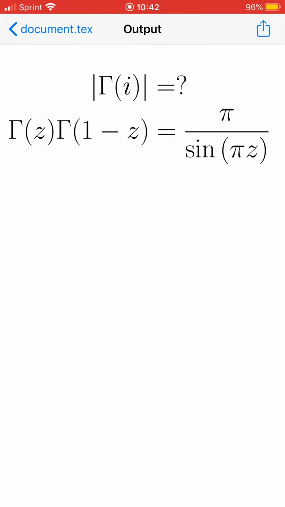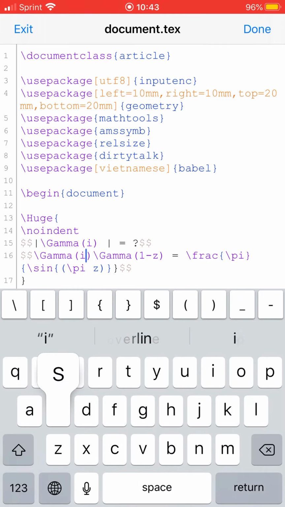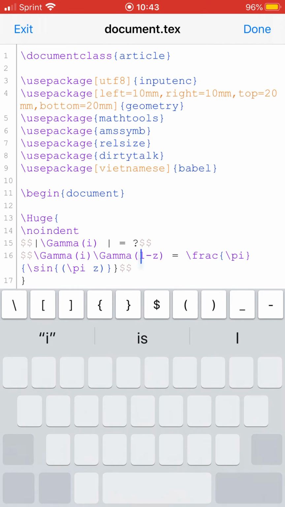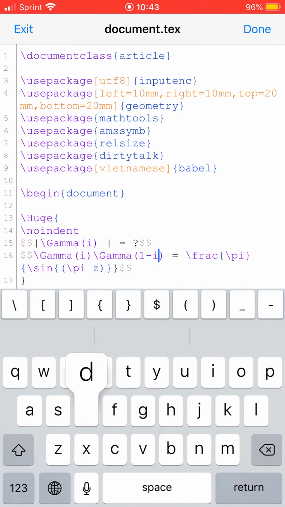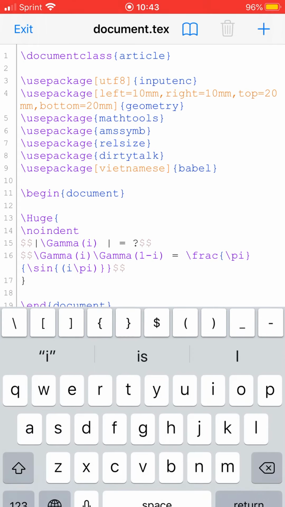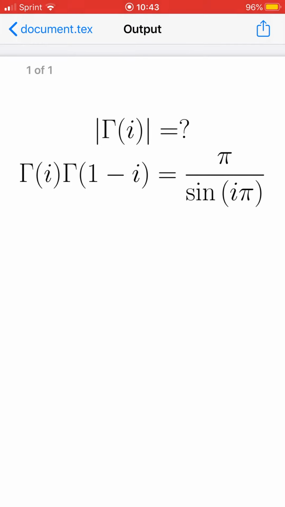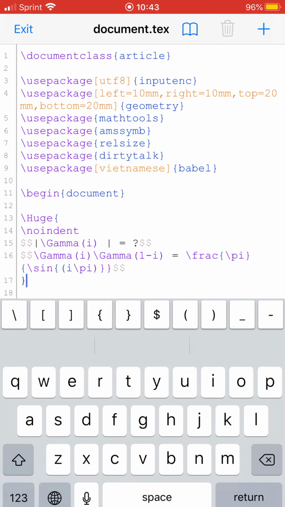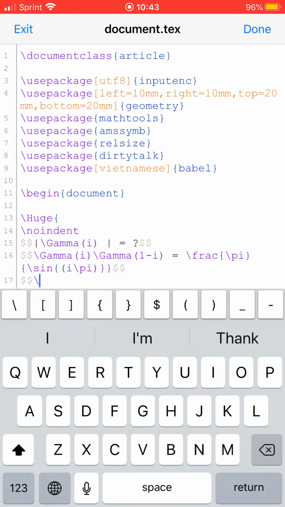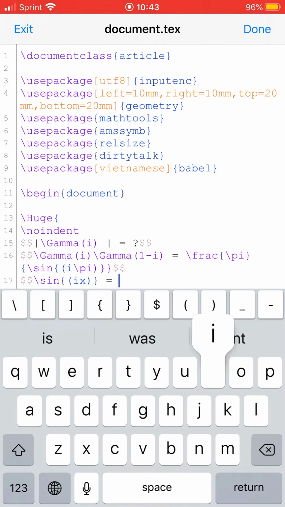And then if we substitute z equals I, we would get gamma of I times gamma of 1 minus I equals pi over sine of I pi. And next we're gonna use a formula that sine of Ix equals I times hyperbolic sine of x.